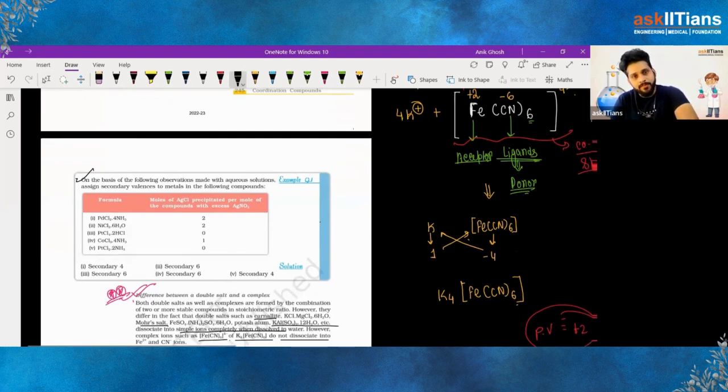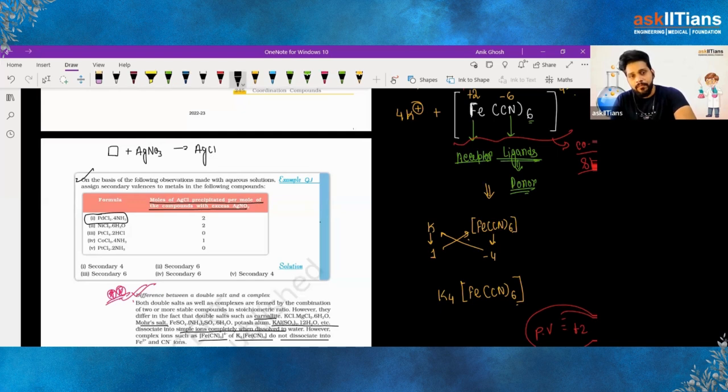So what they have done in this part of the question is they have told you that there is a complex with a molecular formula given. That's a coordination compound, and the molecular formula is given. That means they're not telling you what is inside the coordination sphere, what is the counter ion, they're not saying anything. They're just giving you the molecular formula. Fine. Now they're giving you an experimental result. What is the experimental result? Moles of AgCl precipitated per mole of the compound with excess AgNO3. That means this is your compound, they are treating it with AgNO3 and they're getting the product AgCl. How many moles of AgCl has been given.